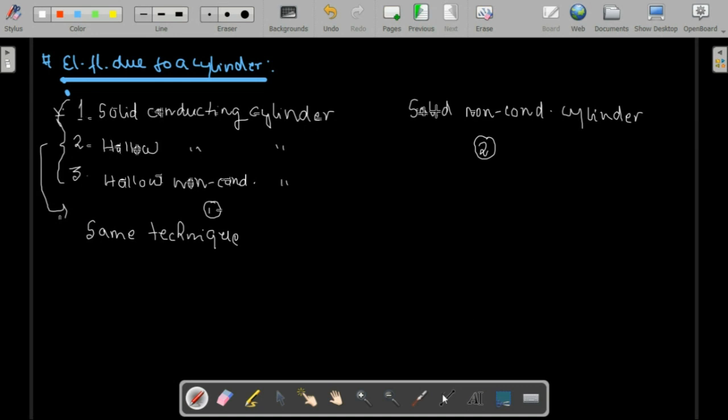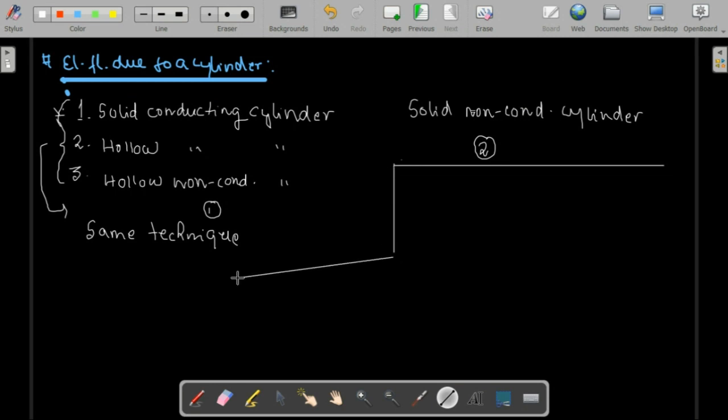So don't get confused. If you understand this logic, then if they ask you conducting or non-conducting, you can easily do it. Now let me tell you the basic difference between conducting and non-conducting. In a conducting cylinder, or a hollow non-conducting cylinder, the charge will actually get distributed on the surface.